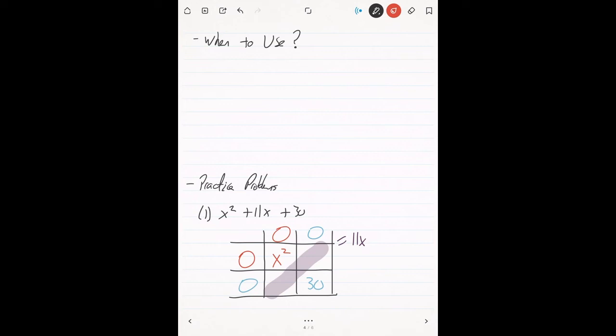So first up, what multiplied together to give us x squared? Hopefully you're saying right away that it's x and x. Those are the two quantities that multiplied together to give us x squared. The next thing is what multiplied together to get us 30? Well, we have several choices, 3 and 10, 5 and 6, 1 and 30, right? But we need to pick the values that added to give us positive 11x.